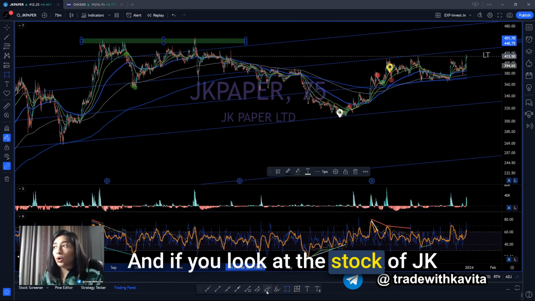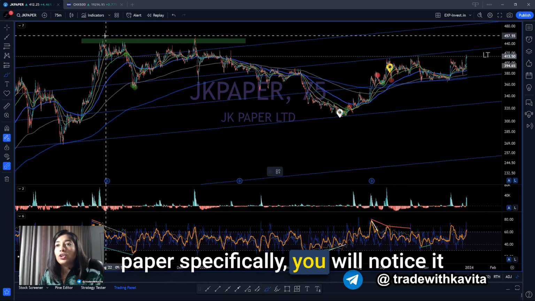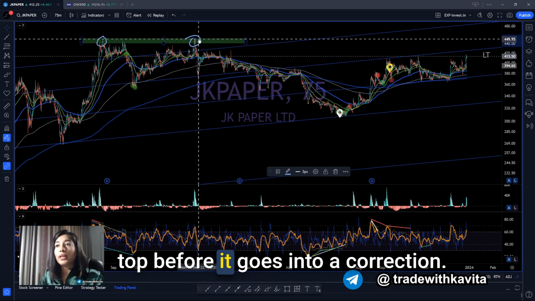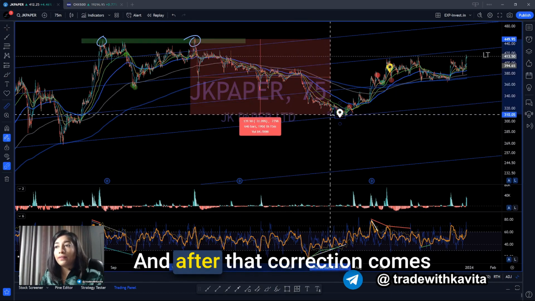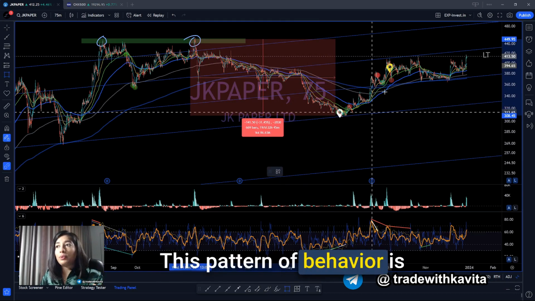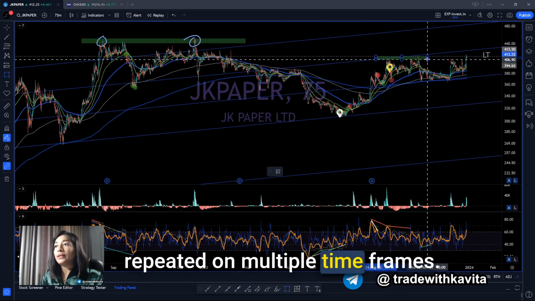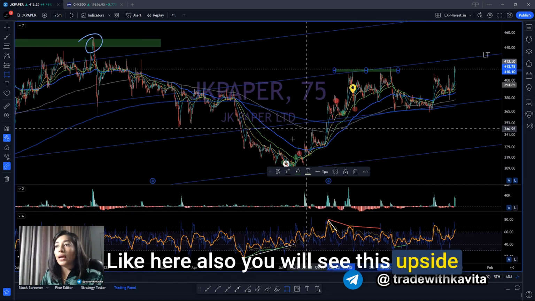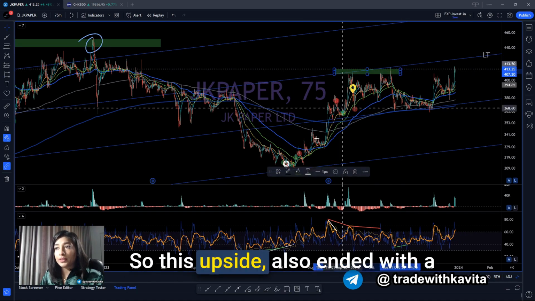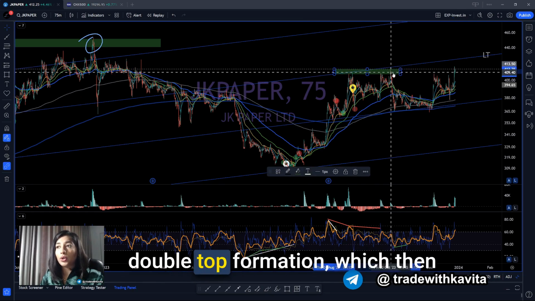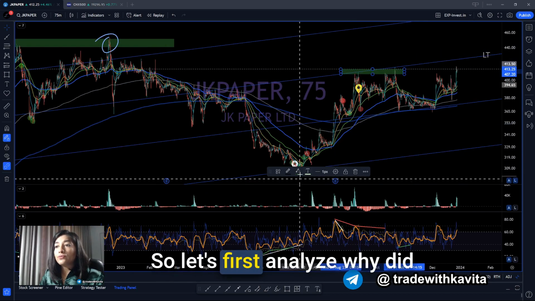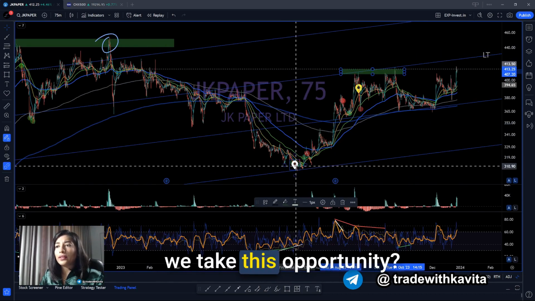And if you look at the stock of JK Paper specifically, you will notice it has a tendency to create a double top before it goes into a correction. And after that correction comes an opportunity to make an entry. This pattern of behavior is repeated multiple times. Like here also, you will see the upside that we captured also ended with a double top formation, which then soon unfolded into a correction. So let's first analyze why we took this opportunity.